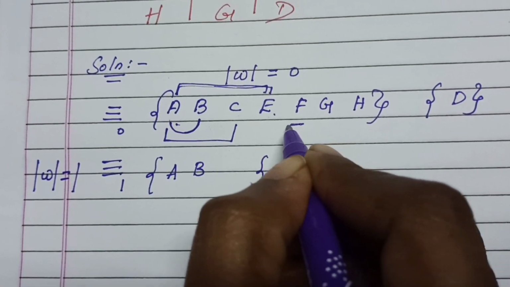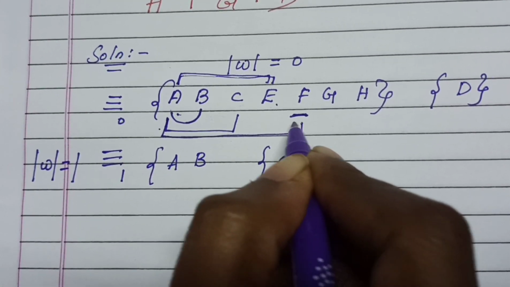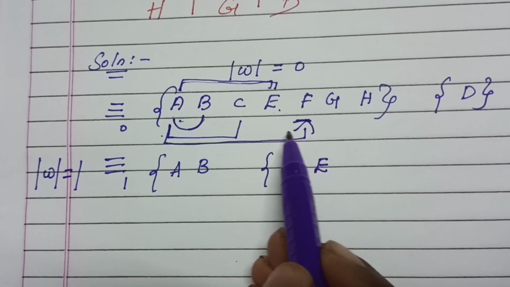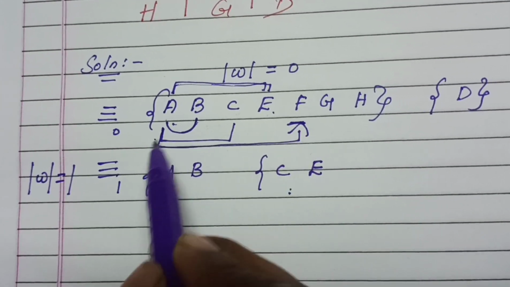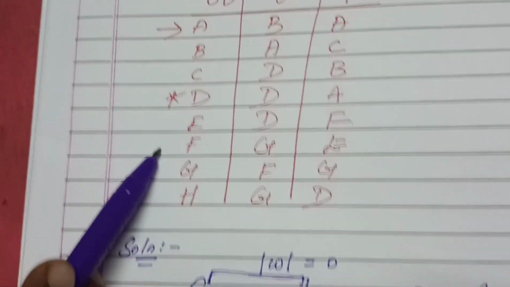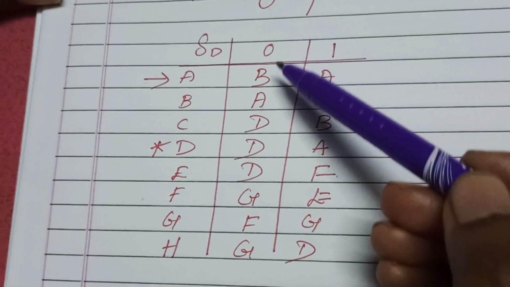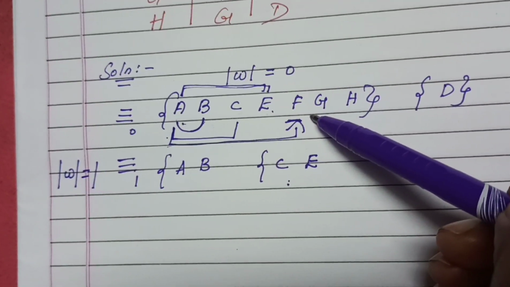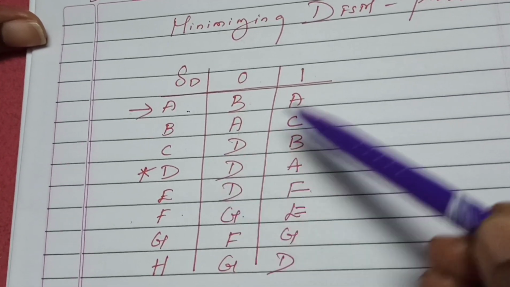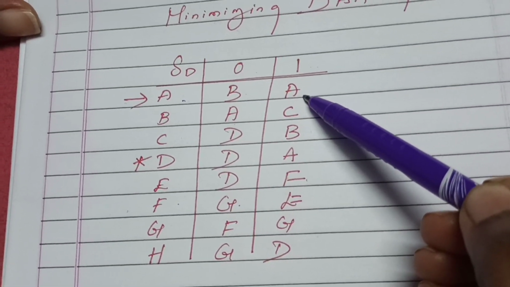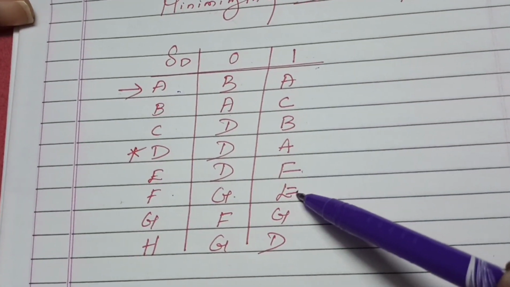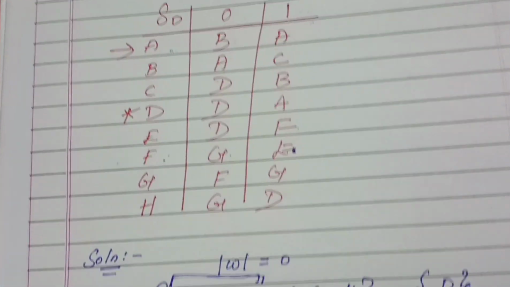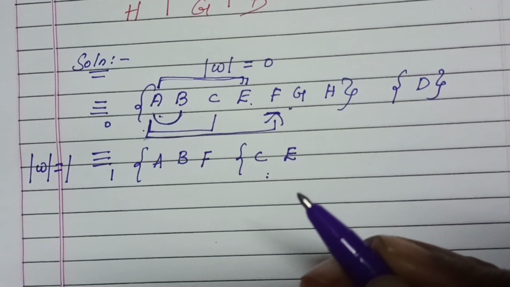Now, consider the state F. Check A and F first. You can check even B and F also. Anything is possible. As usual, I consider the pair A and F. A and F, on reading 0, go to B and G. B and G belong to the same set. The same A and F, on reading 1, go to A and E. So A and E also belong to the same set. In the sense, I can write F along with A, meaning A and F are indistinguishable.